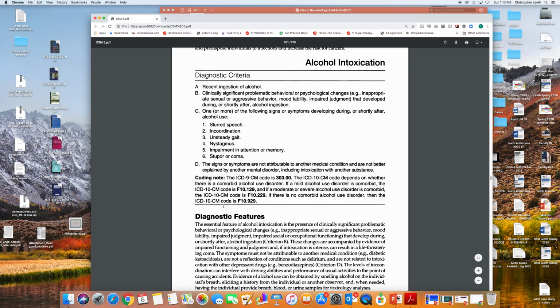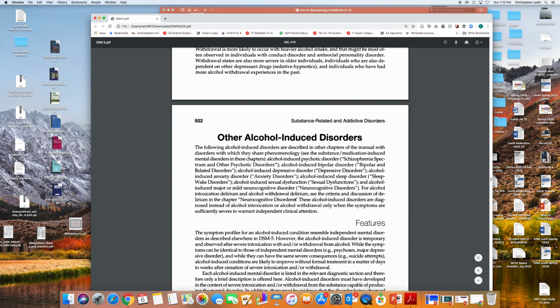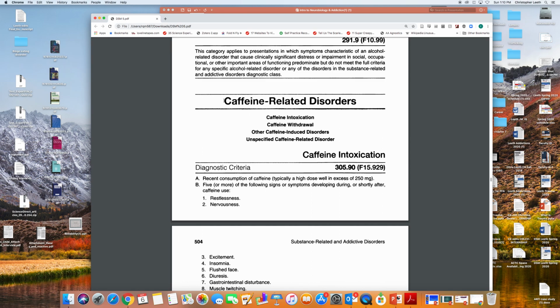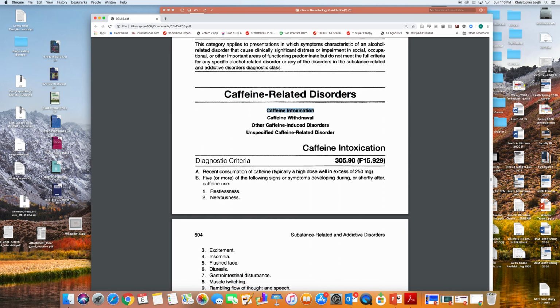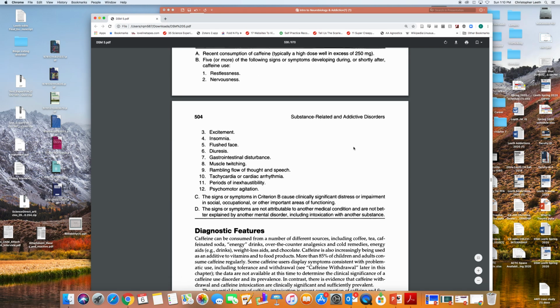Alcohol intoxication. Withdrawal. And then we're on to the caffeine section. Notice that it has caffeine intoxication. So this is caffeine sickness, like if you've had too much and you've made yourself dizzy or sick. Caffeine withdrawal.